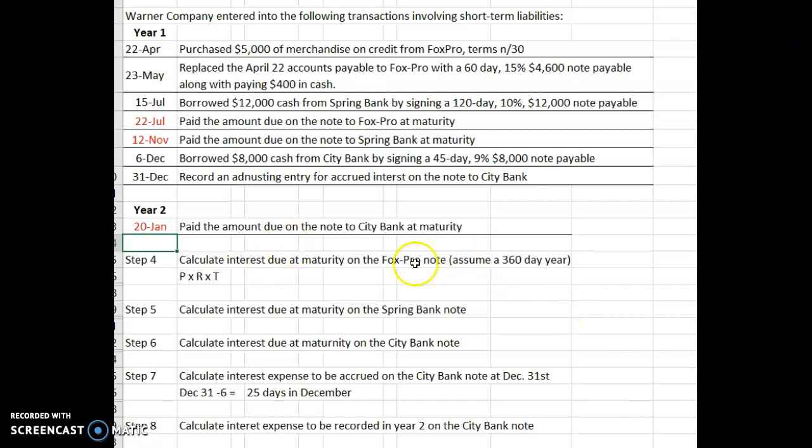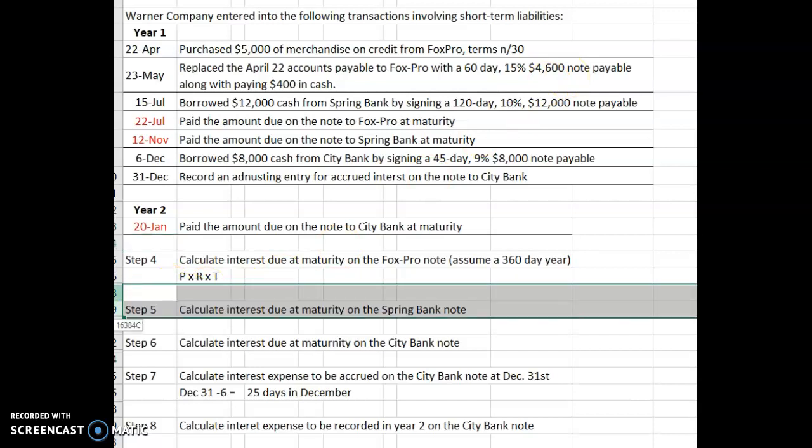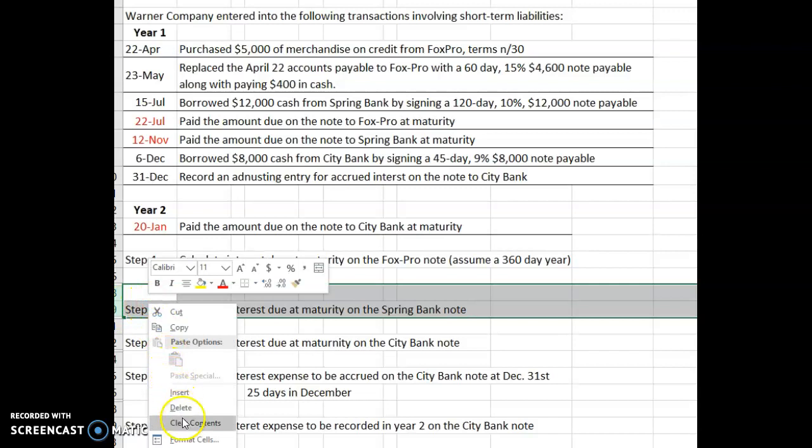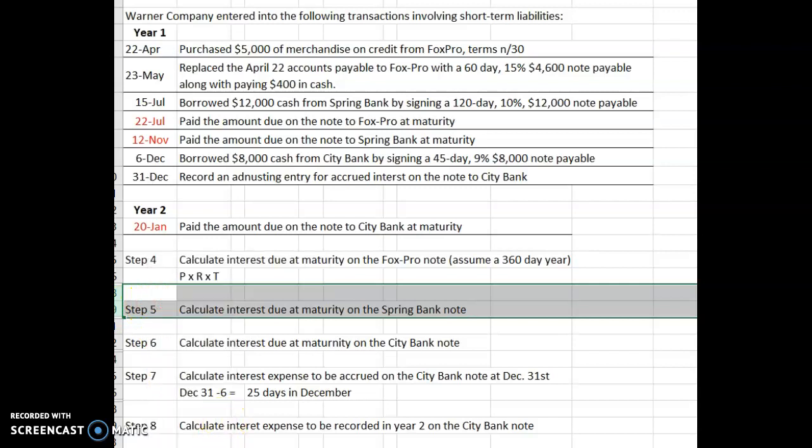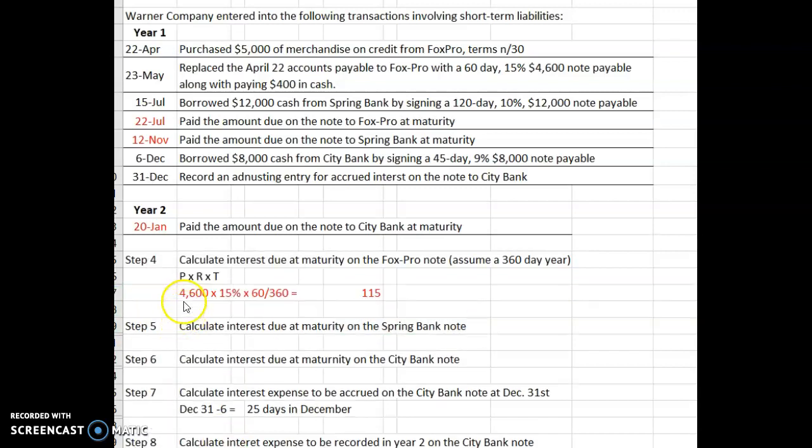So the Fox note was signed on May 23rd. It's a 60-day note, 15%, $4,600 principal. So the calculation looks like this. Principal of $4,600 times 15% times 60 over 360 equals $115 of interest due at maturity.